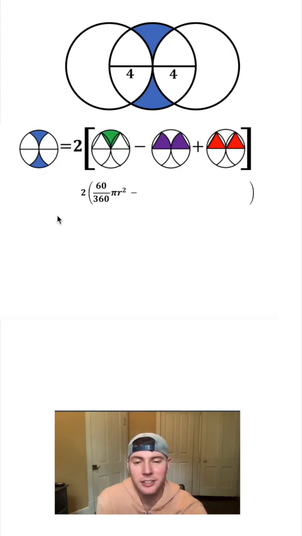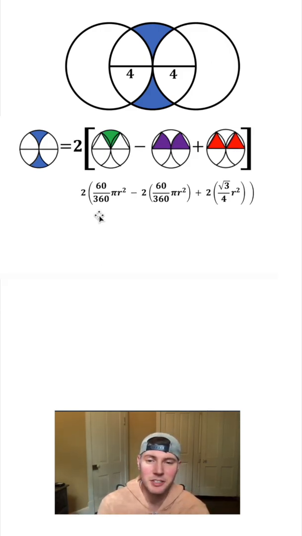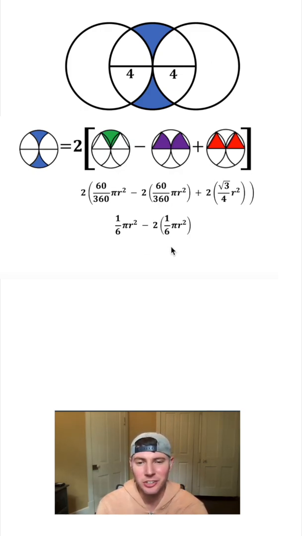And then we subtract. And each of these purple sectors is the same as this green one. So we have 2 of these 60 over 360 pi r squareds. And then we can add this red stuff to that. The area of an equilateral triangle is root 3 over 4 s squared. And if you want me to prove that, I can do that in another video. The side of this here is equal to the radius, so I'm going to change that s into an r. And then since there are 2 triangles, we can double it. So this 60 over 360 can be reduced into 1/6 pi r squared. And this 60 over 360 can also be 1/6.